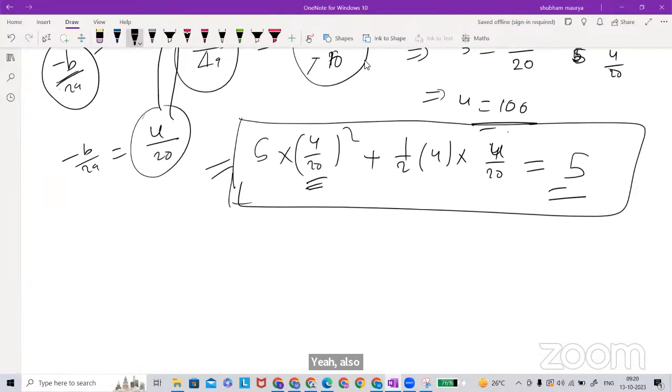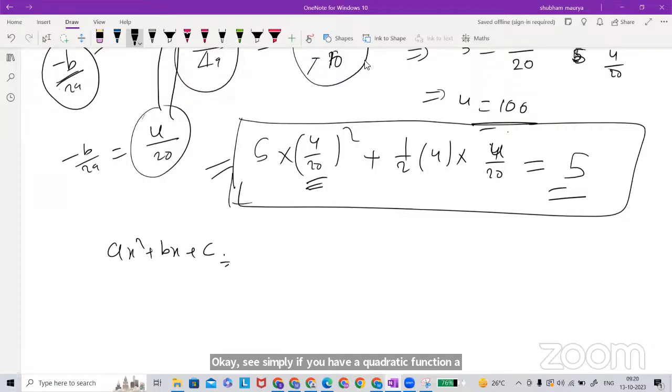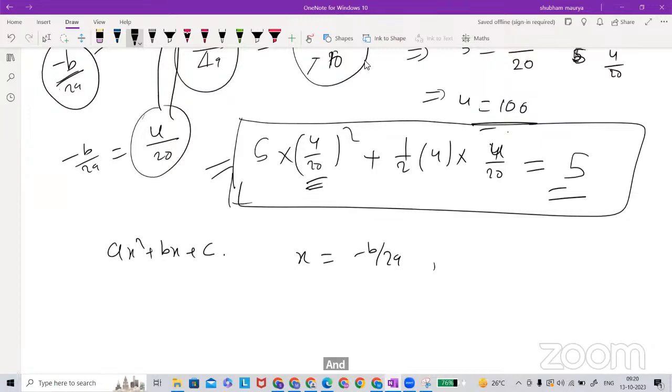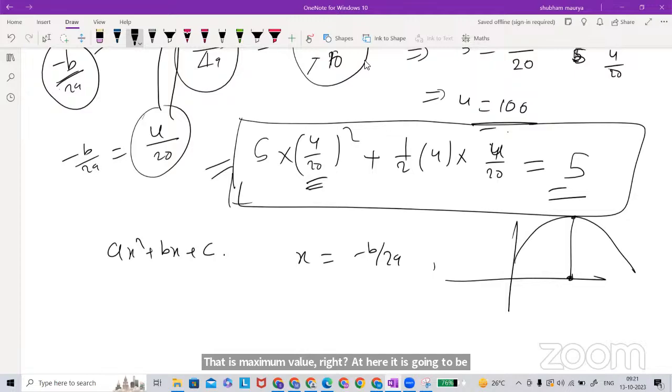Okay. See, simply, if you have a quadratic function ax square plus bx plus c, what is the axis of symmetry? Minus b upon 2a. And at the axis of symmetry, the function value attains what, the maximum or minimum? Maximum value. Yeah, that is the maximum value, right? At the axis of symmetry, it's just a maximum value, right?